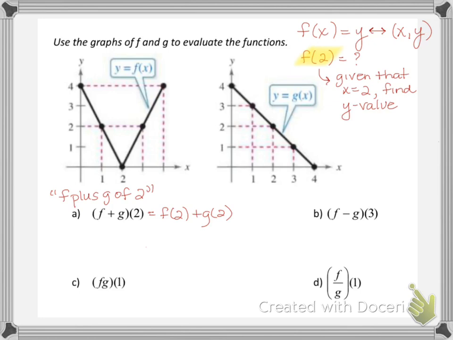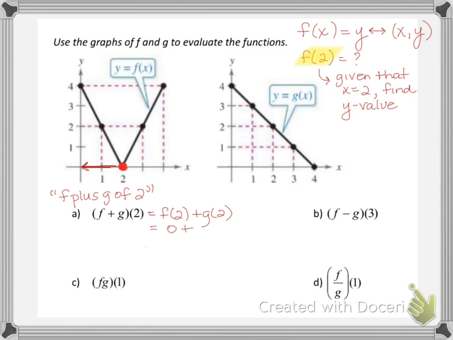Well, f of 2 tells us to look at our f function, all right? So they're asking us to go at x equals 2. Well, where is x equals 2? Well, x equals 2 is going to be on the x-axis at 2. And right there, they're asking you to find the y value. Well, the y value is merely going to be a 0. So f of 2 is a 0.